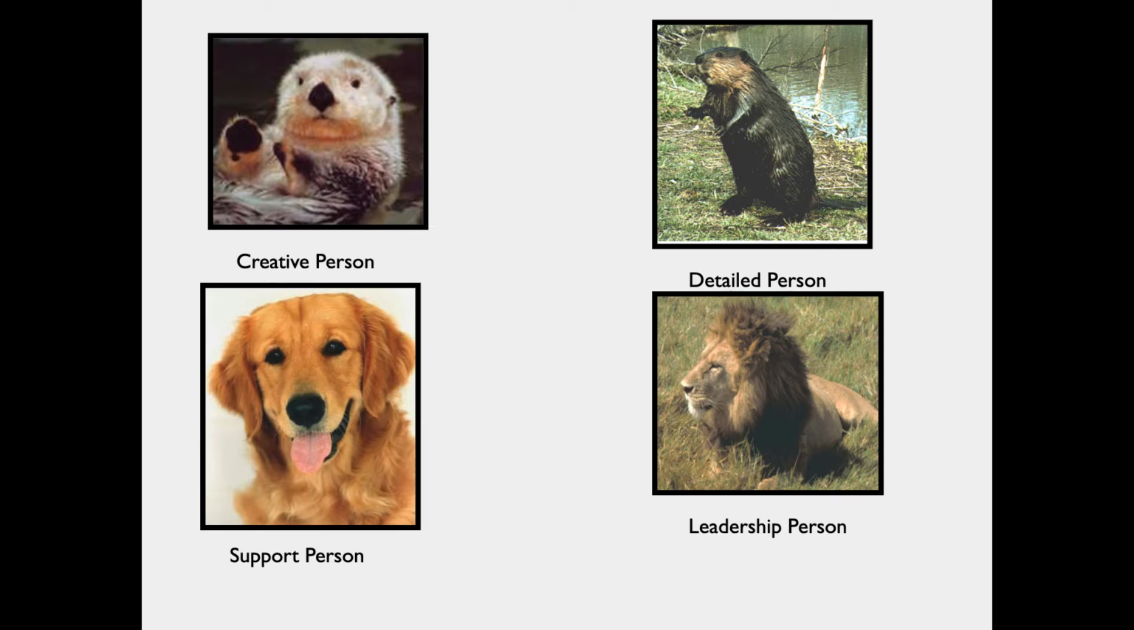The creative person, the otter, has to be careful that they don't start in a flashy way but never finish the job. The detailed person, the beaver, has to be careful that they don't get caught up in details and never get the job started. Whereas the leadership person, the lion, has to be careful that they don't step on everyone's toes while they're in the leadership position. So knowing and understanding your strengths are as important as knowing and understanding your weaknesses.